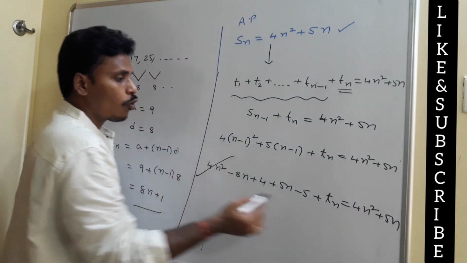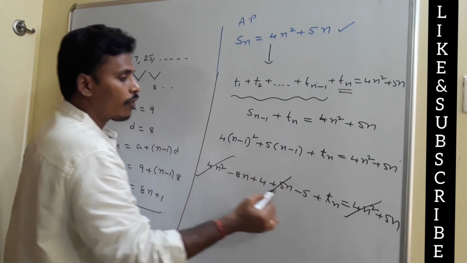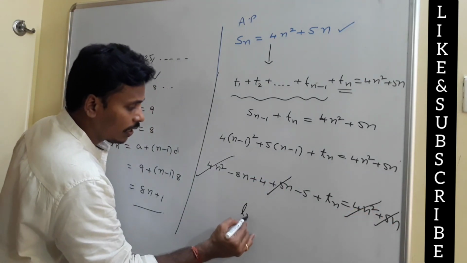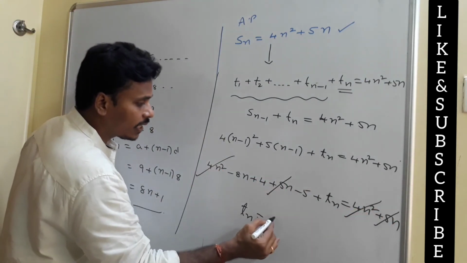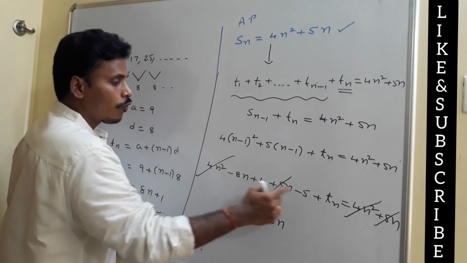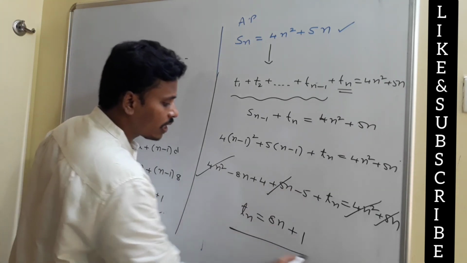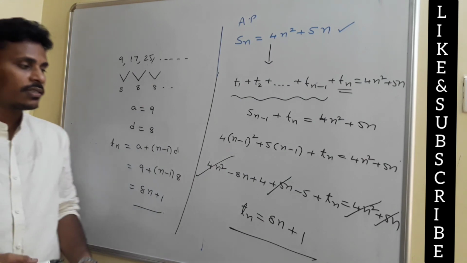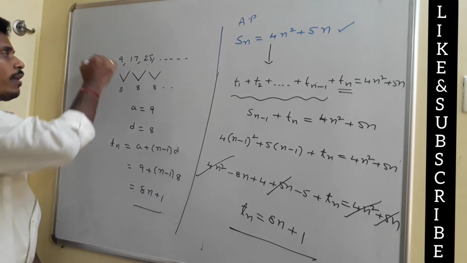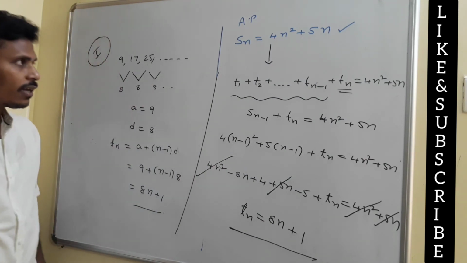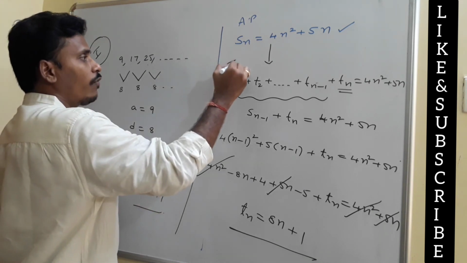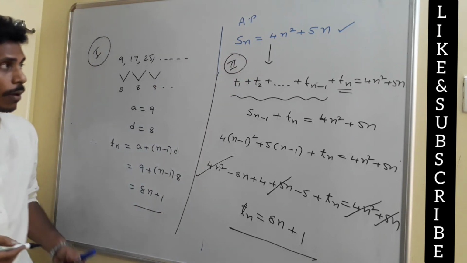Now if you check, this 4n squared and that 4n squared, this 5n and that 5n will get cancelled. Then your Tn is nothing but, sending minus 8n to that side, it becomes 8n. 4 minus 5, minus 1, will move that side and become plus 1. Again your Tn is 8n plus 1. This is one way to find Tn from Sn.